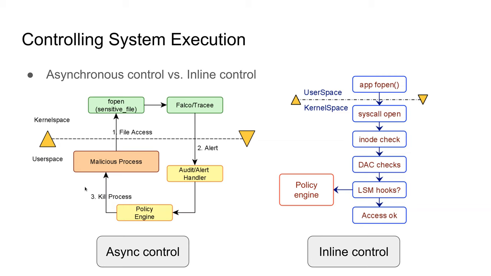It's more reactive. Yeah, right. It's just fundamentally not doing anything. It can be easily hooked and redirected. That's right. If there is a malicious process which is trying to delete a file, the file is already deleted by the time the process is killed. That's an example, right? So without inline control, you cannot handle certain enforcement rules.